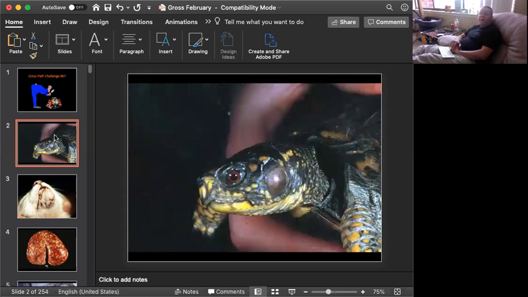Slide number one is from a box turtle. Can you give me a pathogenesis for this lesion? Okay, time's up. There's two ways you could have gone on this and both would have been excellent.